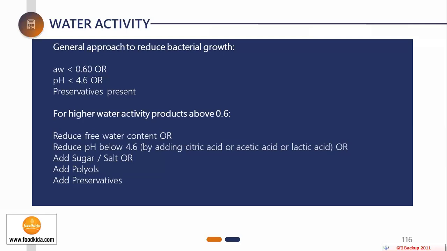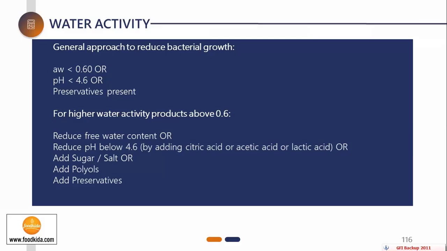But to keep water activity below 0.6 and pH below 4.6, is it possible for all the products? No. Every product has its own properties because of its own formulation. I cannot have a ketchup with a water activity below 0.6 because that will not give me the consistency or viscosity which I want or texture of the product. Every product will have a different water activity. So how to do that now?